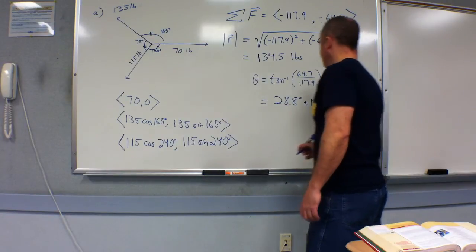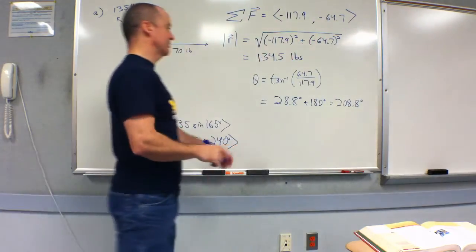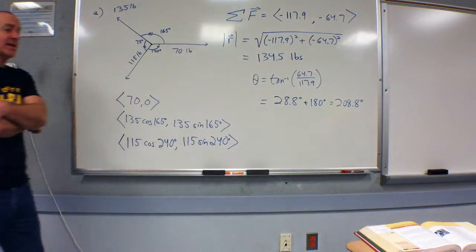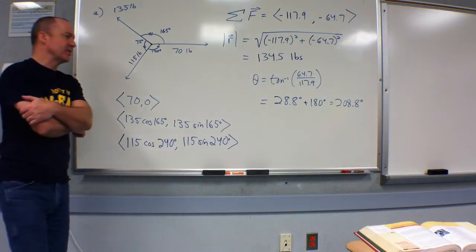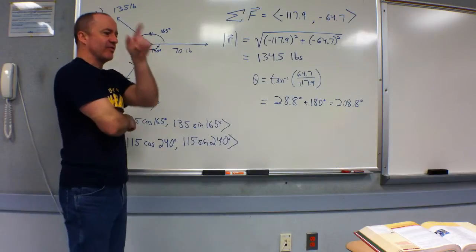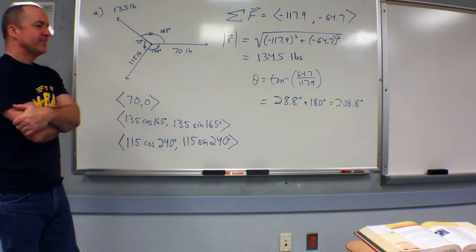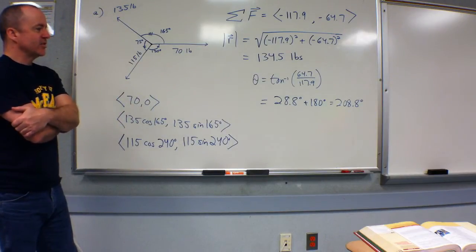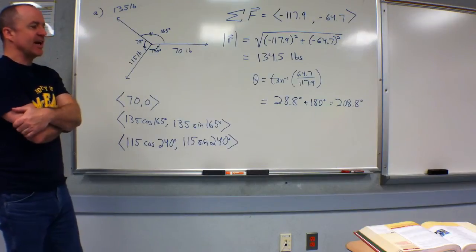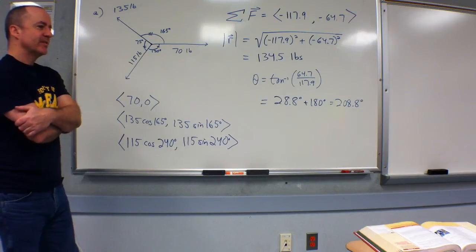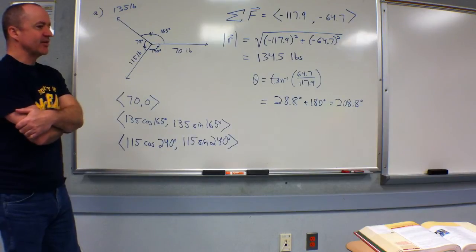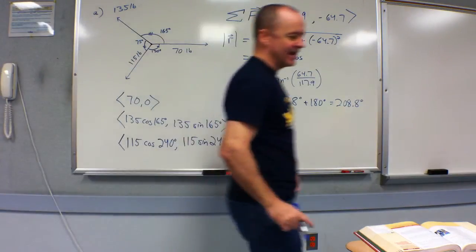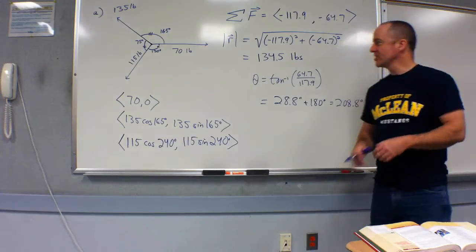You can't just say southwest, you can say 28.8 degrees south of west. But remember, most of our textbooks, when they see southwest, assume you mean exactly 45 degrees into quadrant 3. So then what would I say? 28.8 degrees south of west. That's how you would say that. But I'm a big fan of standard angles. Actually, I like those. All right, any questions on this one?